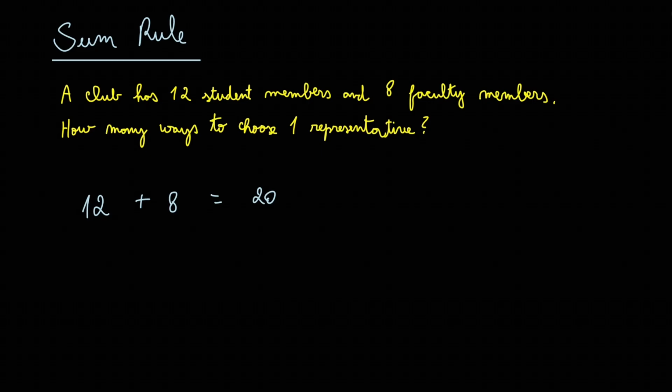That's the heart of the sum rule. You're choosing from one group or another, not both at once. If the sets are disjoint, just add.